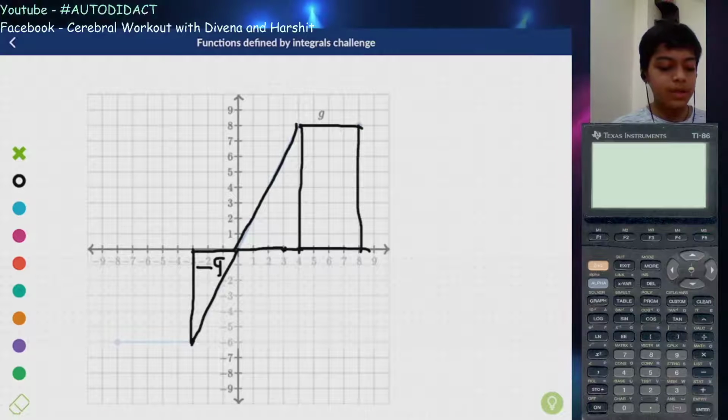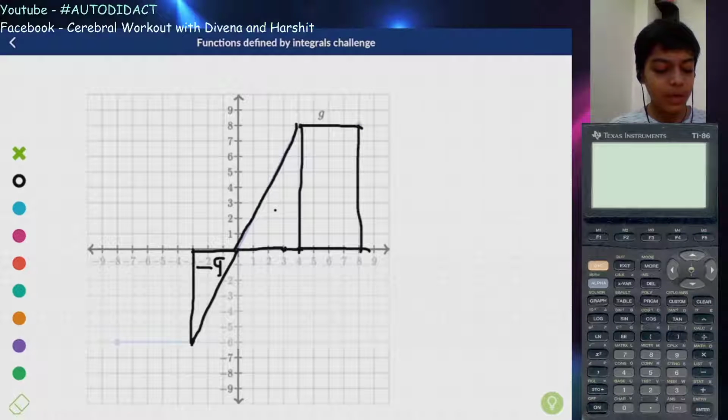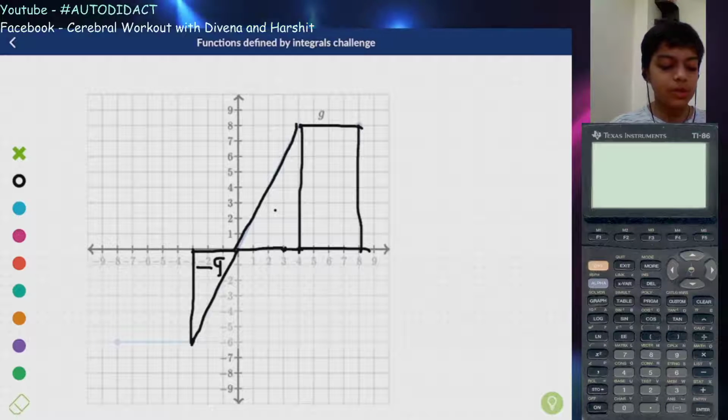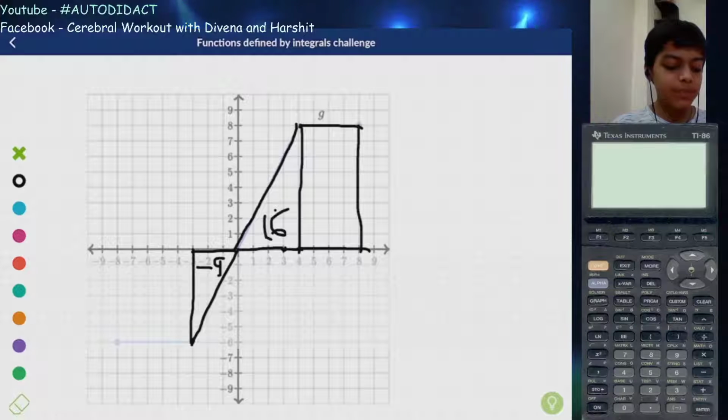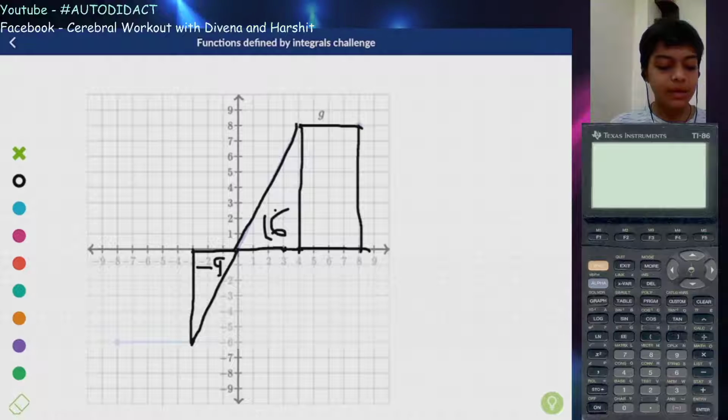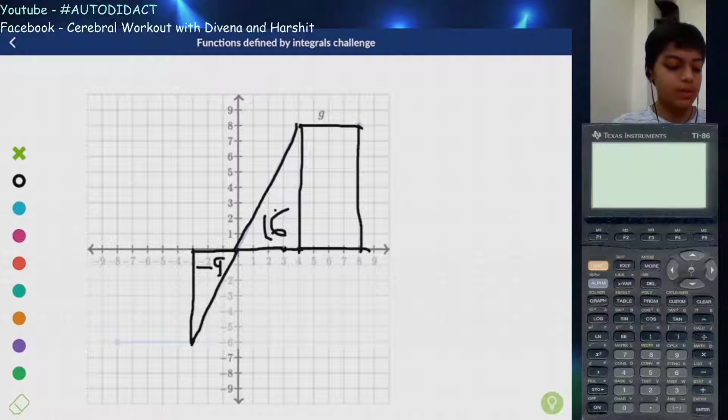First let's find this triangle's area. It is equal to 4 times 8 times 1/2, which is 16. So its area is 16. Let's find the rectangle's area. Its base is 1, 2, 3, 4, so 4 times 8 is equal to 32.